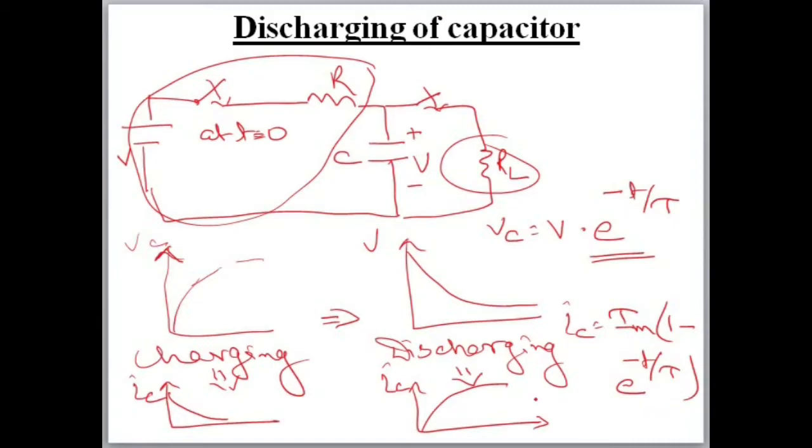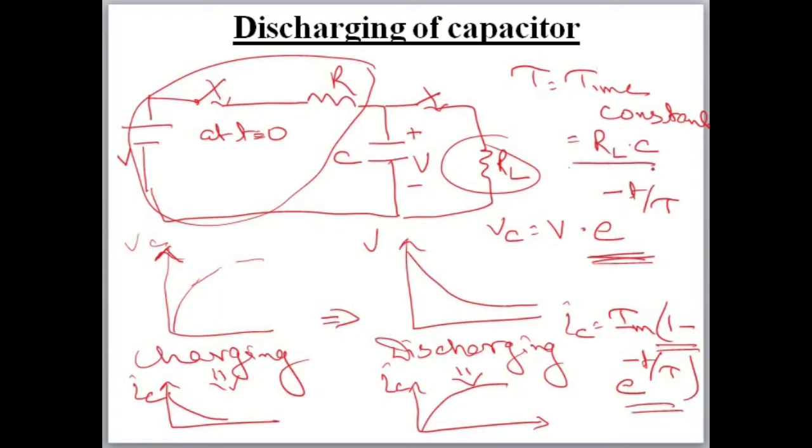So in case of discharging, current is increasing, that's why the equation is 1 minus e to the power minus t by T, and voltage is falling, that's why it is V into e to the power minus t by T. What is T? T, already told, is the time constant. Here also what will be the time constant? Time constant will be RL into C. Time constant will always be RC in case of a capacitive circuit.